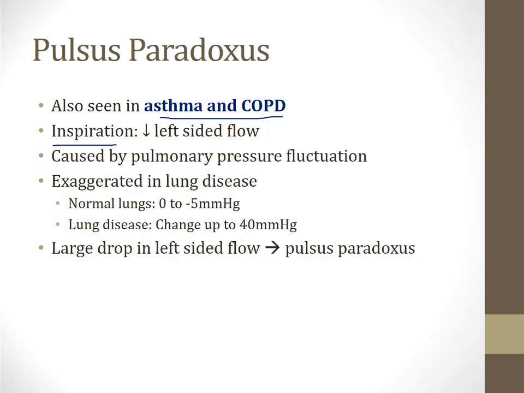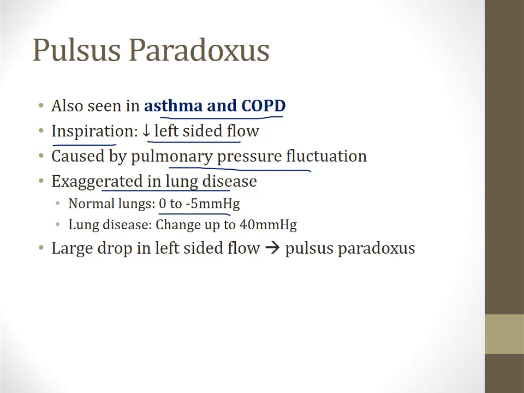Normally when you inspire, there is a slight decrease in left-sided flow. This is why murmurs on the left side of the heart like mitral regurgitation get quieter during inspiration. The reason for this change in left-sided flow is pulmonary pressure fluctuation that normally occurs when you take in a breath. These fluctuations in pulmonary pressure are exaggerated in lung disease. So for example, in a normal patient, the pulmonary pressures only change from about 0 to minus 5 millimeters when you take in a breath.